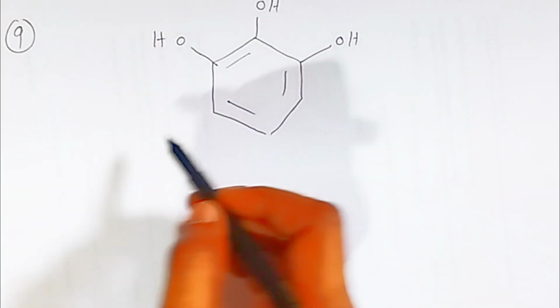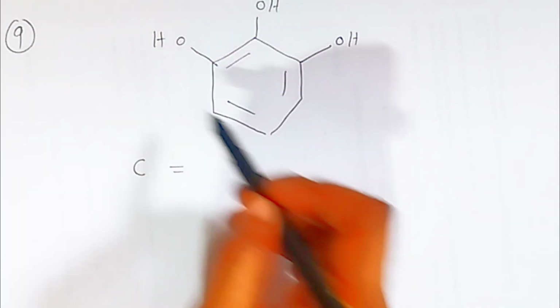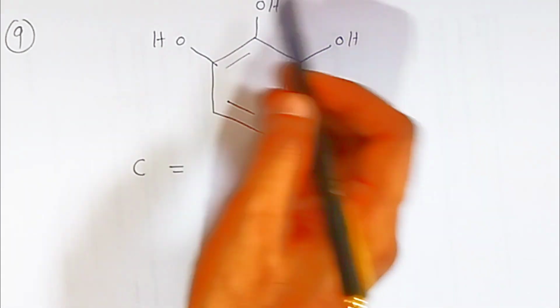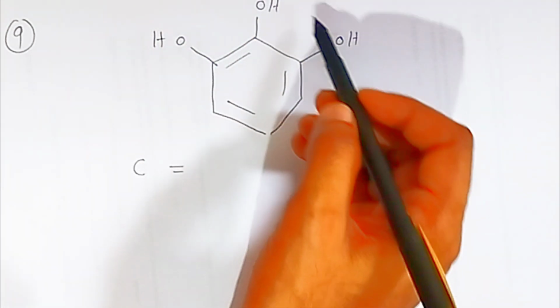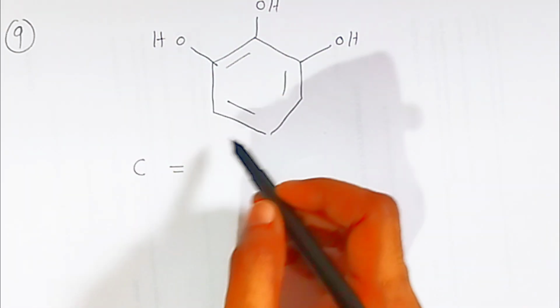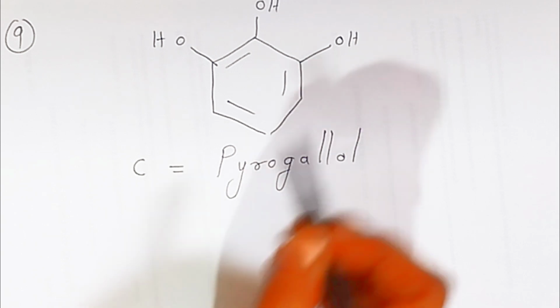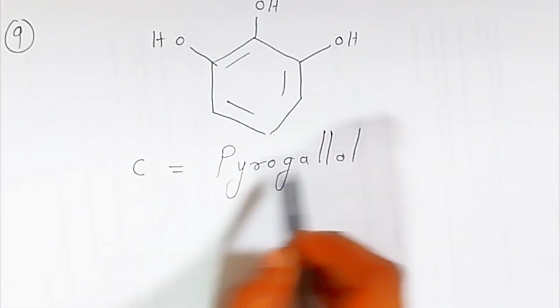So what will be the name of this phenol, students? Since it contains 3 hydroxyl groups and they are very close to each other, all 3 hydroxyl groups are present on adjacent carbons. So the name is called pyrogallol. Because of the hindrance of these hydroxyls, we are using pyrogallol.